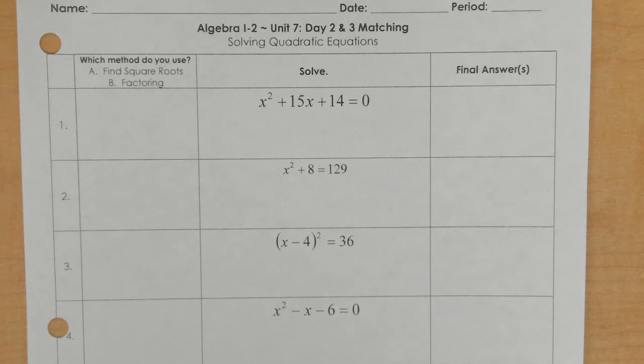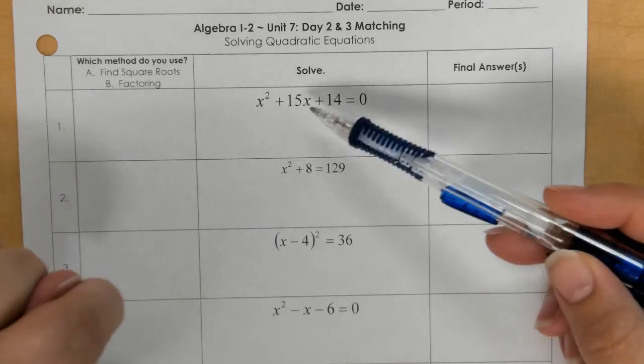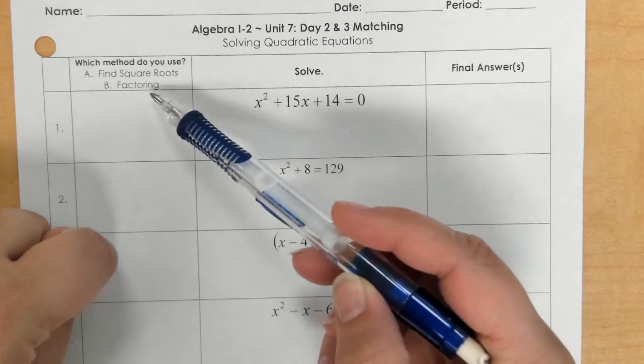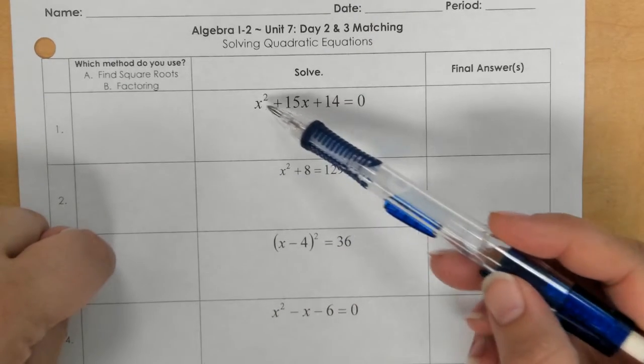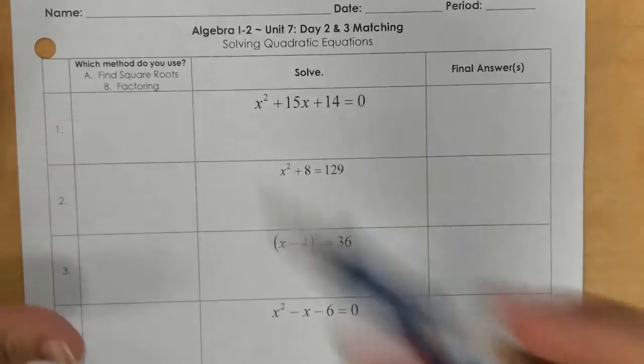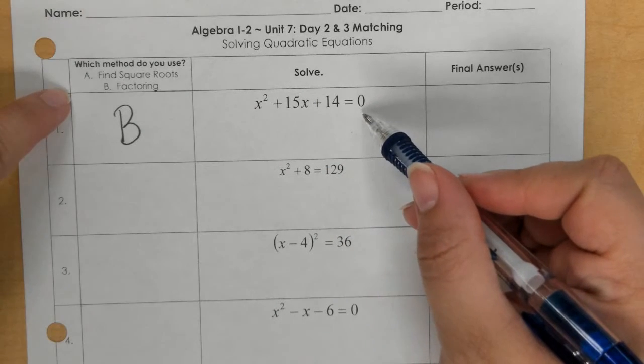For the day 2, day 3 matching worksheet, this is how you're going to do this. You look at the problem here and you decide, do you solve it by finding square roots or do you solve it by factoring? In this problem, there are 3 terms with an x squared and an x. So this is a factoring problem, okay? Plus, when it has that equals 0, it's also kind of a hint that it's factoring.